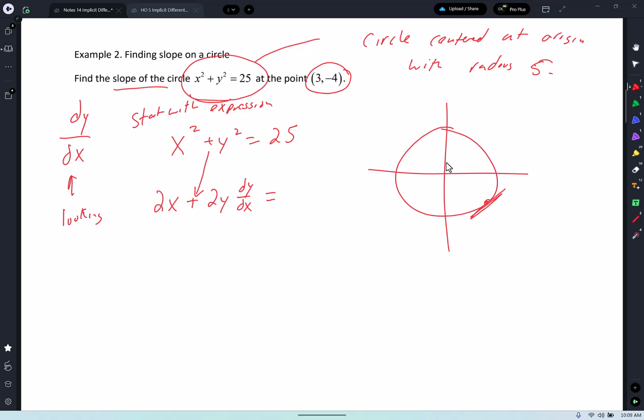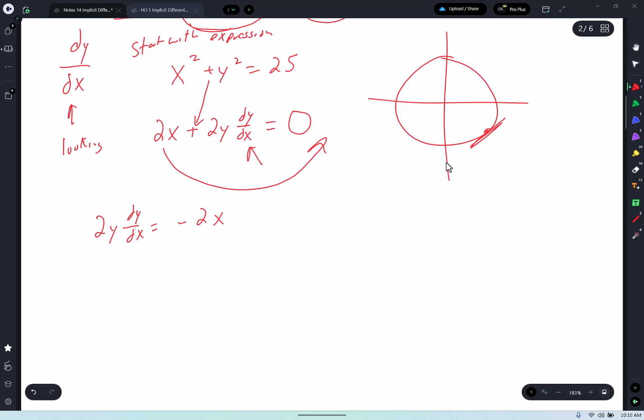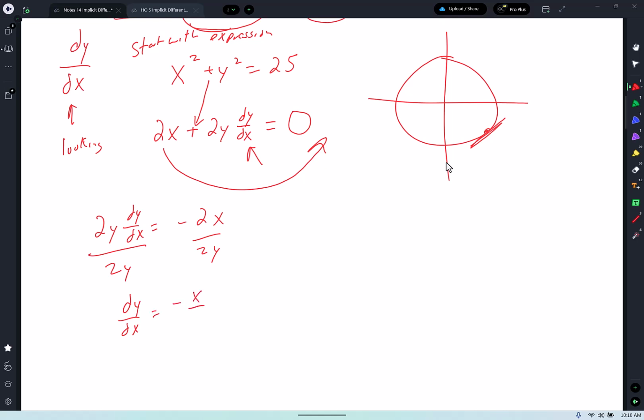Equals, what's the derivative of 25? 0. Done. It turns into a game of algebra. You're solving for what? dy/dx. Move that 2x to the right. So 2y dy/dx equals negative 2x. And then I'm dividing by what? 2y. dy/dx equals negative x over y.